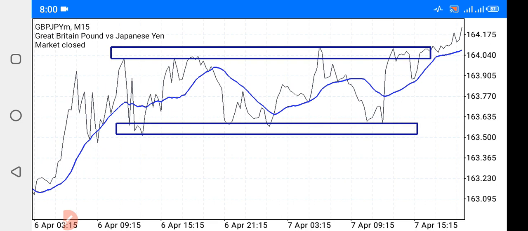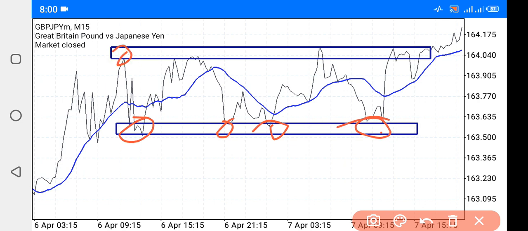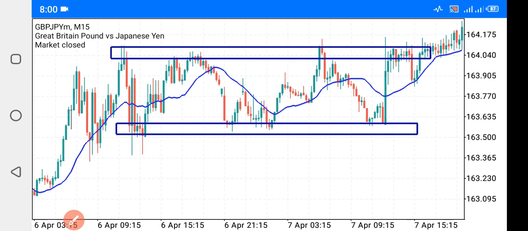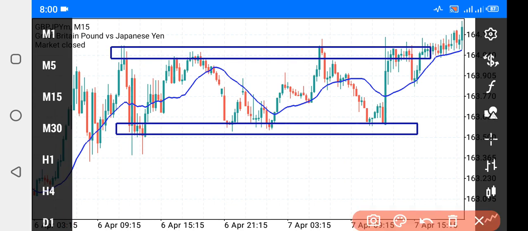Here served as support when it touched, here served as support again, and here served as resistance when it touched, again and again. So how do you trade it? You just wait for price. Okay, let me turn on candles. These are the first or second touch. For the third touch, that's where you should be looking out for a trade.